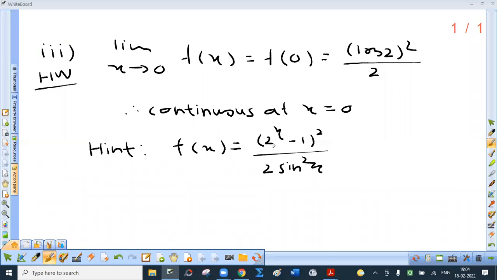The given function can be written as square of 2 raised to x minus 1 upon 2 sine square x divided by x square and so on.